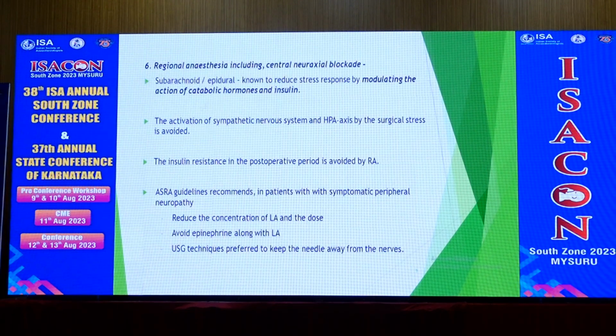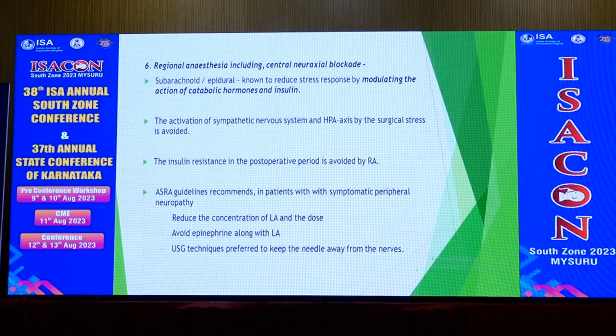And coming to regional anesthesia, we all know that the stress response is less compared to general anesthesia. This includes regional anesthesia including central neuraxial blockade. Among the central neuraxial blockade, subarachnoid block or the epidural is known to reduce stress response by modulating the action of catabolic hormones and the insulin. The activation of the sympathetic nervous system and HPA axis is avoided in central neuraxial blockade. And studies have also found that there is reduced insulin resistance in the early postoperative period.